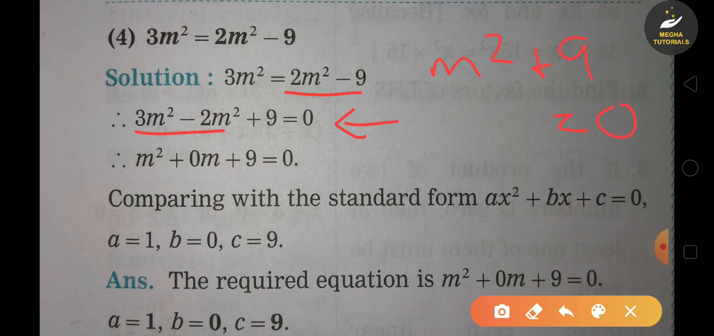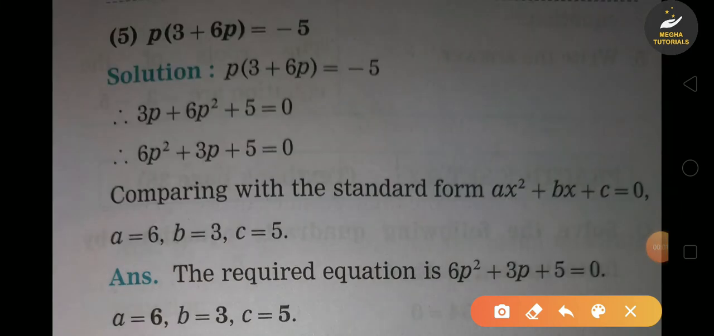In this case the m term is not present, so we can write in standard form m square plus 0m plus 9 is equal to 0. Then comparing with ax square plus bx plus c, we can write a is equal to 1, b is equal to 0 and c is equal to 9. So this is the final answer.